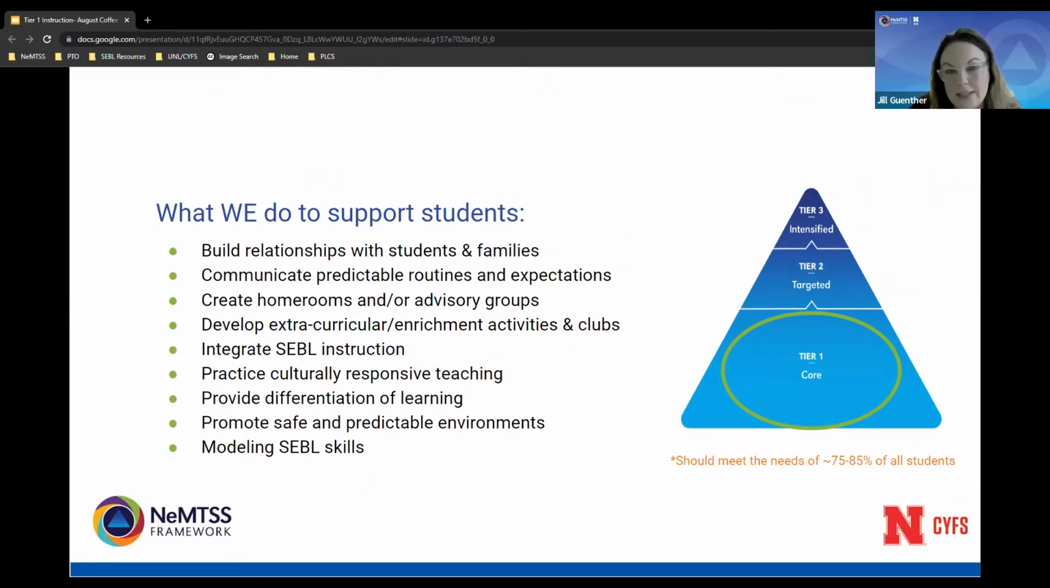And we'll take a look at some of the different standards for Nebraska and how some of those SEBL skills are really already embedded within. And it's really about continuing to be intentional with building those skills. Practicing culturally responsive teaching, providing that differentiation of learning, and then those safe and predictable environments, and that modeling. Modeling is that huge piece, being able to model those skills for our students and really showing them how we're practicing those social, emotional, behavioral learning skills so that in turn they can really learn from and build on their own skills.